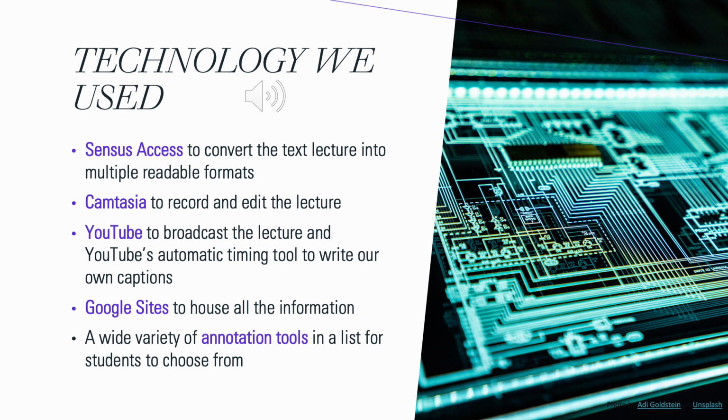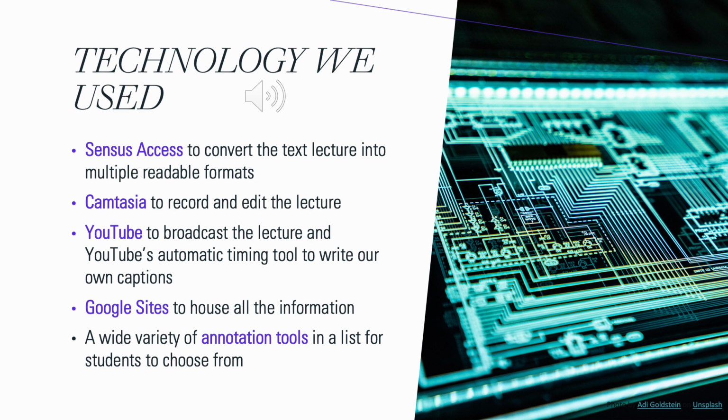The first of the technologies we used to create this learning was Census Access, because it allowed us to convert the text material of the lecture into an MP3, a refreshable braille display compatible version, and a screen reader compatible PDF. This, right off the bat, made the lecture perceptible to more students. Then we used Camtasia to record the lecture as a screen recording. We added text to the video beyond just the poem and the annotation to help students stay focused on the task at hand, but also to understand what were the most important parts of the lecture.